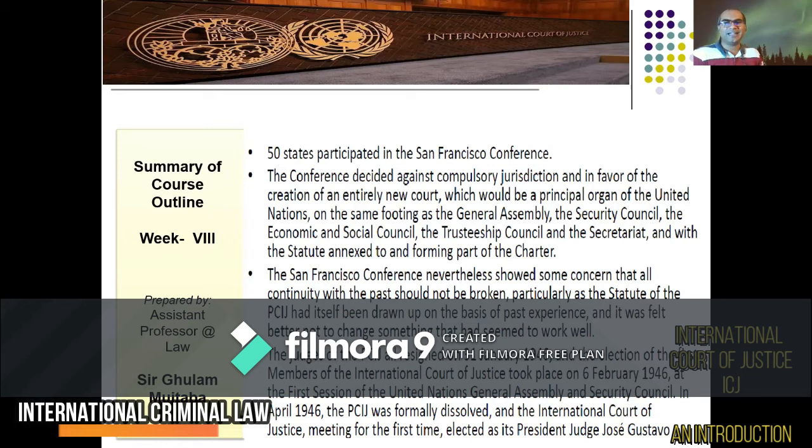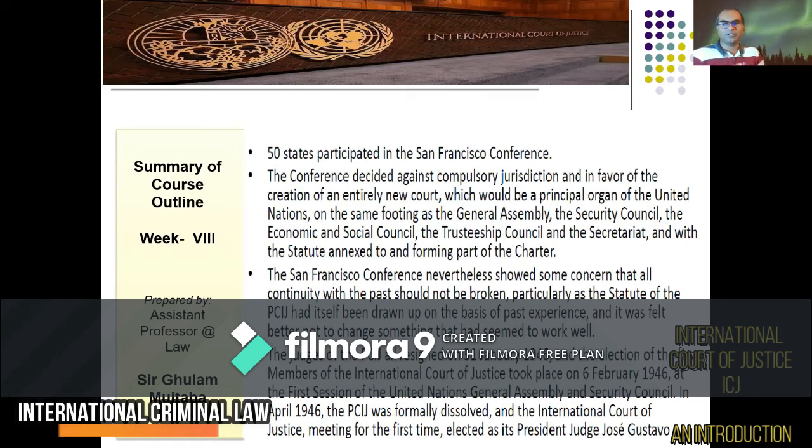The conference decided against compulsory jurisdiction and in favor of the creation of an entirely new court, which would be a principal organ of the United Nations on the same footing as the General Assembly, the Security Council, the Economic and Social Council, the Trusteeship Council, and the Secretariat, and with the statute annexed to and forming part of the Charter.